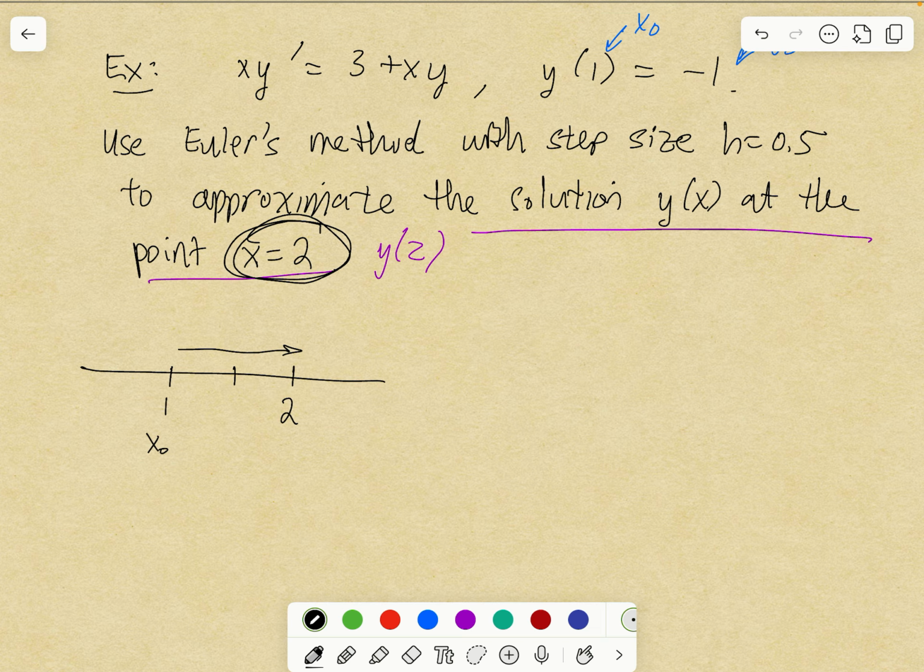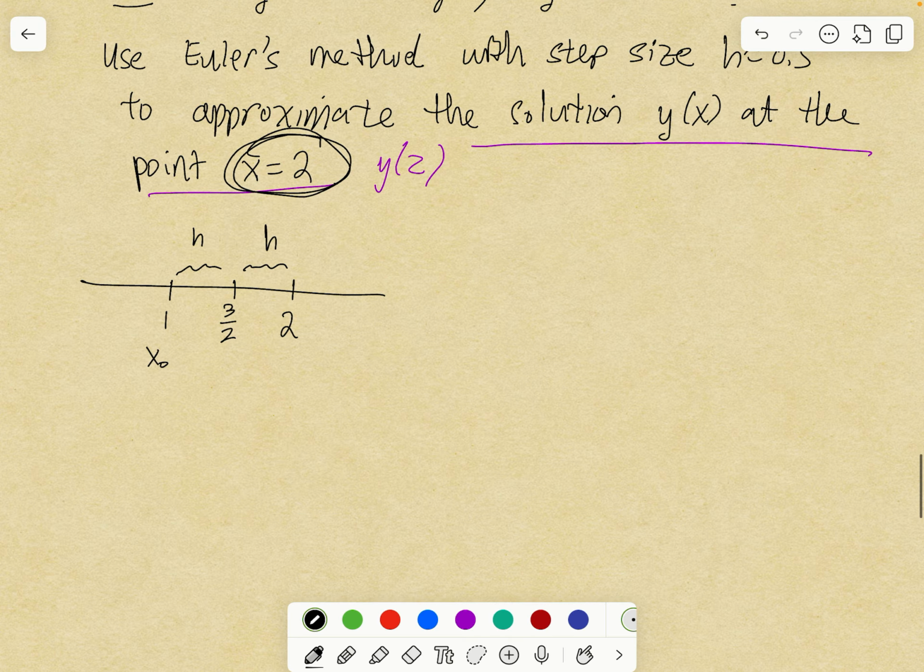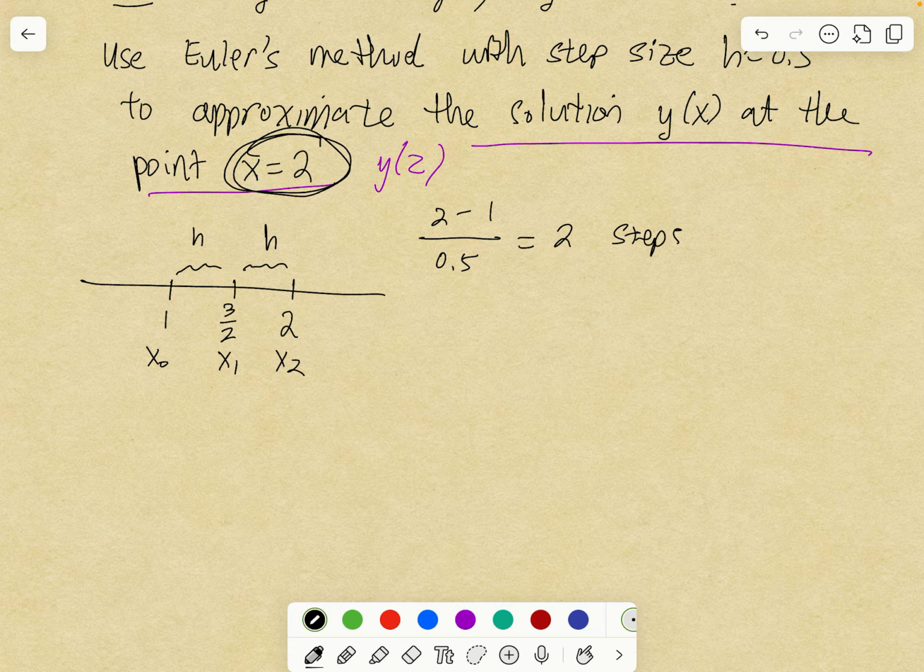So our h is 0.5. After 1 step, you're at 3 over 2, because 1 plus a half is 3 over 2. And then if you add half again, you get 2. So that's h. One more time, 3 halves plus h is 2. So we have to go 2 steps. Okay, so let's write that down. 2 minus 1, that's the total change in x, divided by the step size, that's a half, is 2, which is the number of steps.